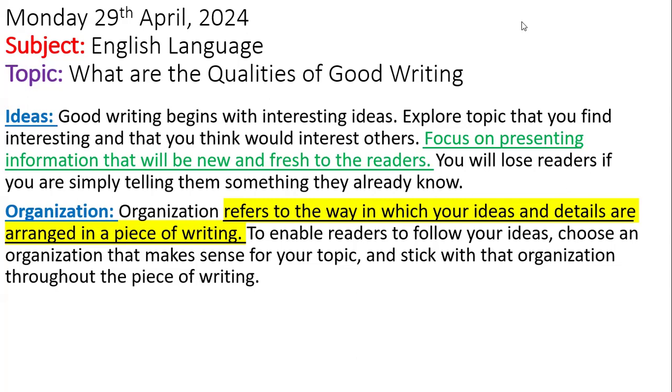So what are some qualities of good writing that we discussed so far? We discussed two. What are the two qualities that we discussed so far? Anyone can answer. Ideas and organization. Very good. Ideas and organization. Very good. Ajani, what are the two qualities of good writing that we discussed so far? Pardon me? What are the two qualities of good writing that we have discussed so far, Ajani?